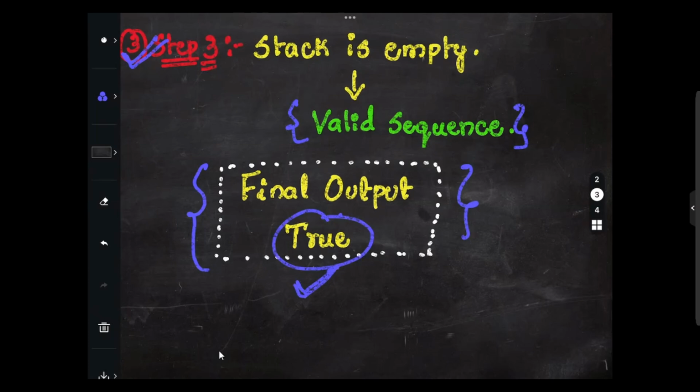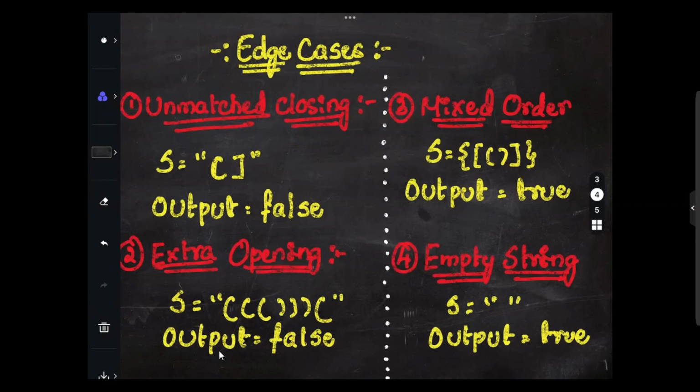I hope this is clear. This is the approach that we will be going with. Simple to understand, right? As we are familiar with the approach, let's discuss the edge cases one by one. The first edge case is unmatched closing. We have an opening parenthesis and a closing square bracket. We don't have the closing parenthesis, and we don't have the opening square bracket. In this case, we have to return false.